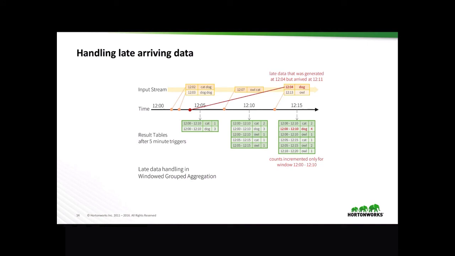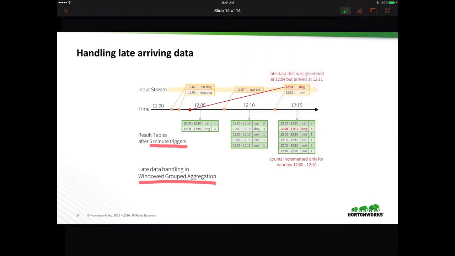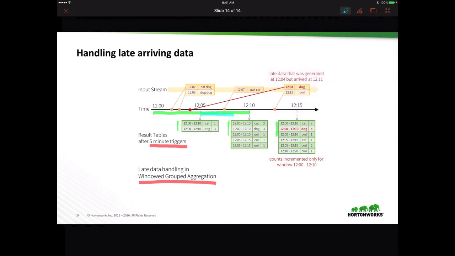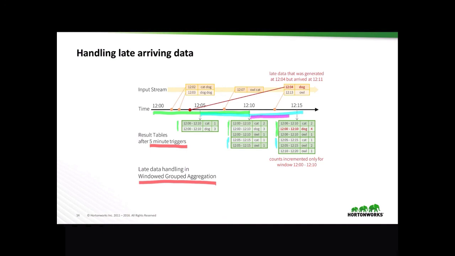Let's go over a quick example of how structured streaming handles late arriving data. We're going to focus on window group aggregation on 5-minute triggers. Let me also quickly highlight the different intervals. The first one is from 12 to 12:10. That's here in these tables. The second one is from 12:05 to 12:15. This part of the table. And then the final one is from 12:10 to 12:20.